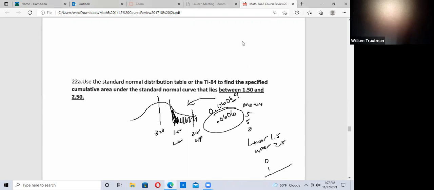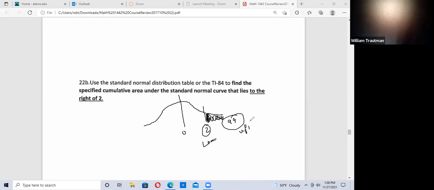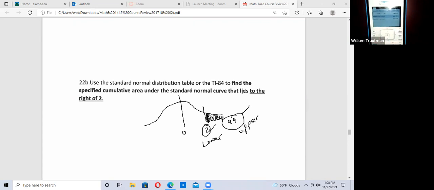All right, if we go to 22B, here's 0 for Z, the standard curve that lies to the right of 2. So here's a Z value of 2. To the right of 2 is this way. So we're going to use 2 for the lower and 99 for the upper. For infinity, we use 99 as the Z value of upper. So we're using 2 and 99. 99 is our infinity. So on my calculator, once again, menu 5, 5, 2. The lower is 2. The upper is 99.